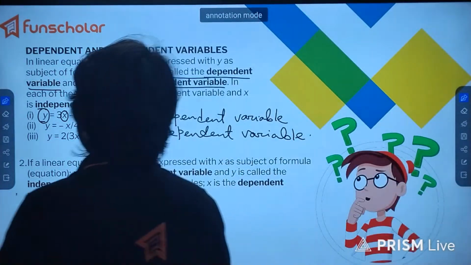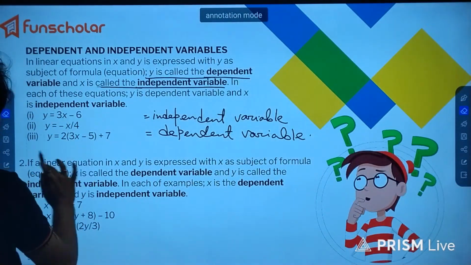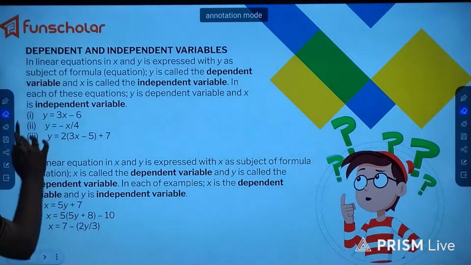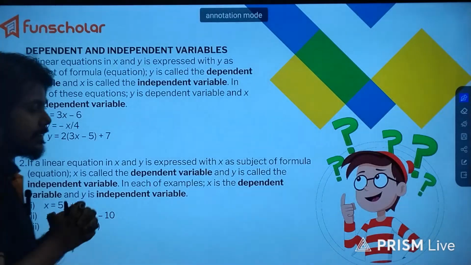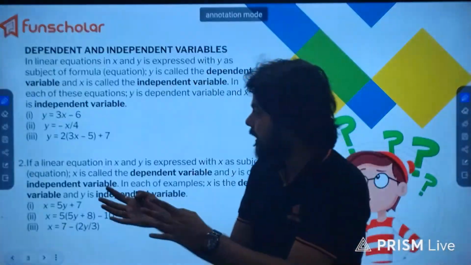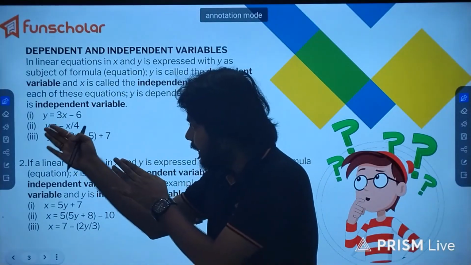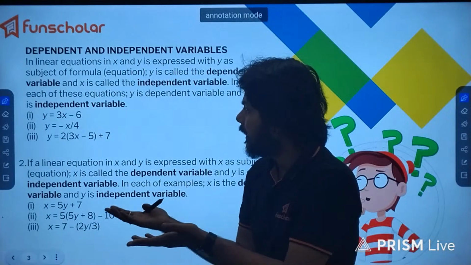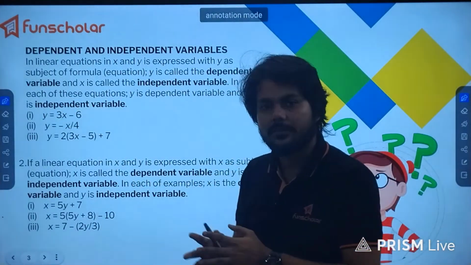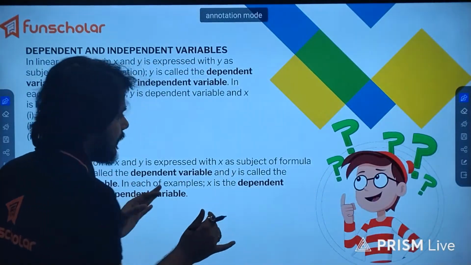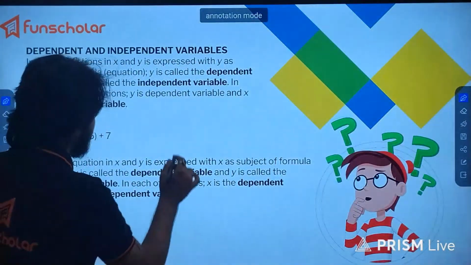Nice. Now listen carefully. If we express the value of y in terms of x, then we can also express the value of x in terms of y. Yes or no? Suppose I am giving you another example.